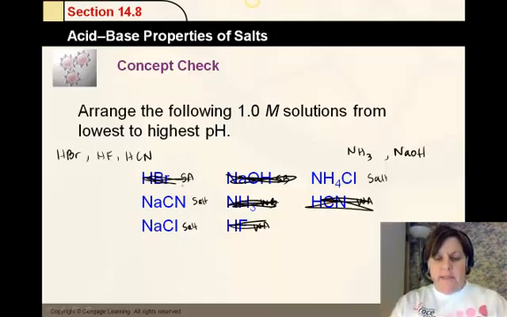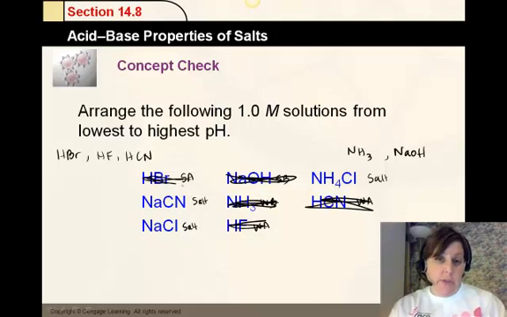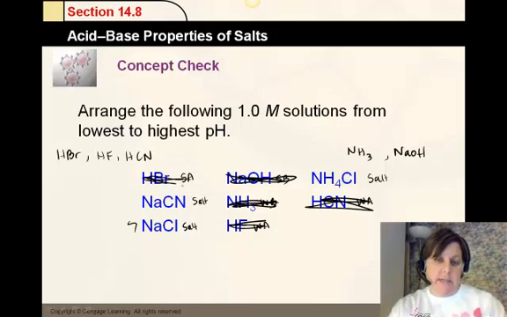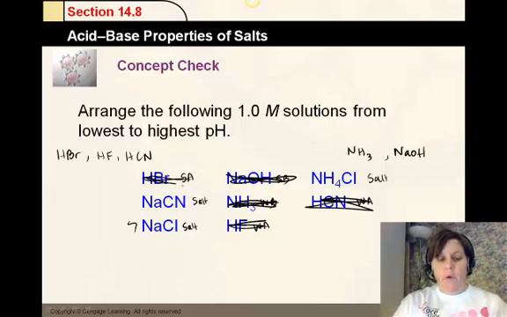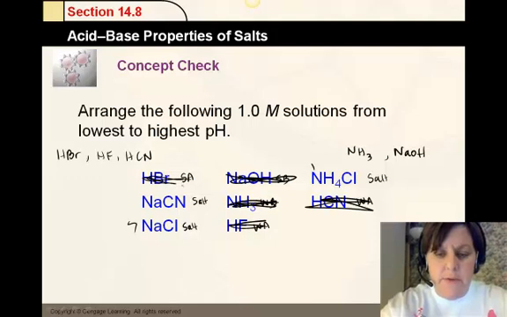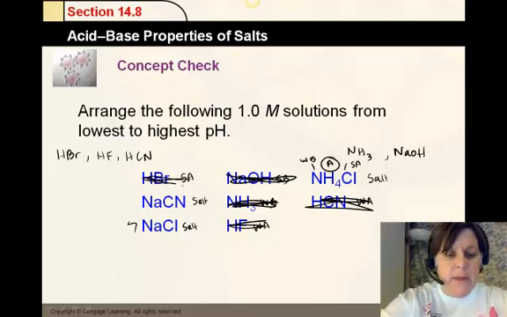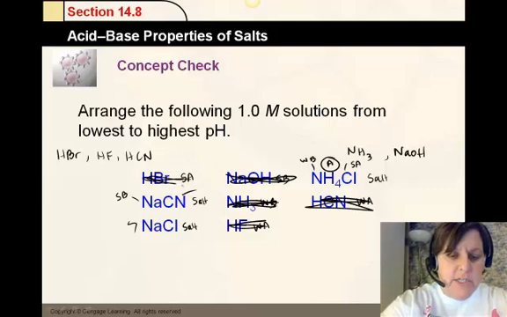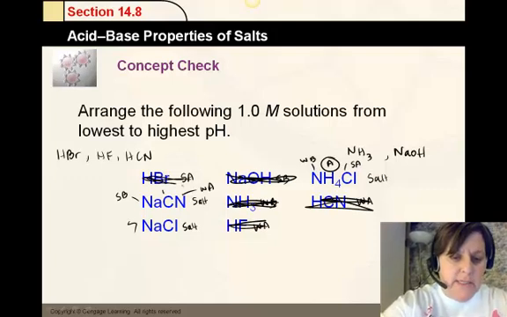And then we're left with these 3 salts. Now some salts, of course, have a neutral pH like this one. So I already know that's going to be in the middle. Question is, what about NaCN and NH4Cl? Well, NH4Cl comes from NH4OH, which is a weak base, and this comes from a strong acid. So this thing is acidic. NaCN comes from NaOH, which is a strong base, and HCN, which is a weak acid. So this is basic.